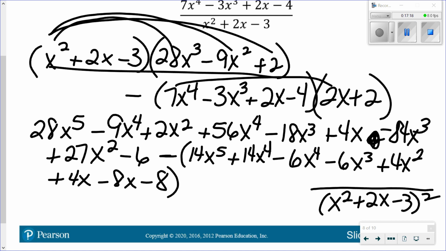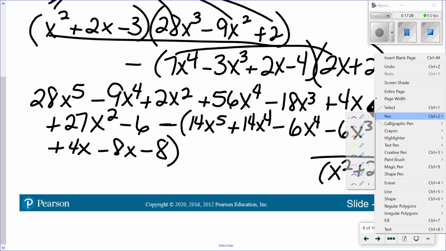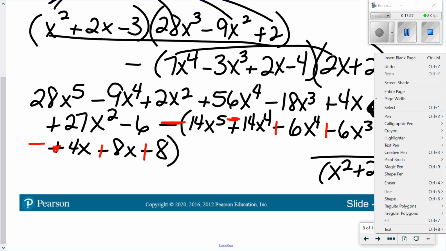Okay, now we need to change all those signs and combine our like terms. I'm going to go through, because I don't want to have to rewrite all that, so let's change color and we'll change those signs. So this becomes a negative 14x to the fifth. This is negative 14. That's plus, plus. That one will be a negative. That one will be a negative. That's plus, that's plus. Remember, this negative here changes all the signs inside the parentheses because we're subtracting that whole function.